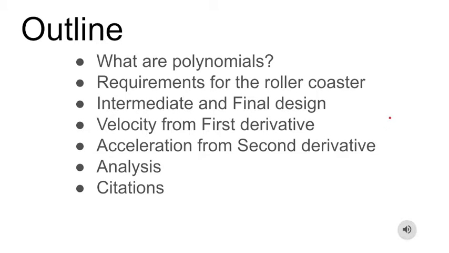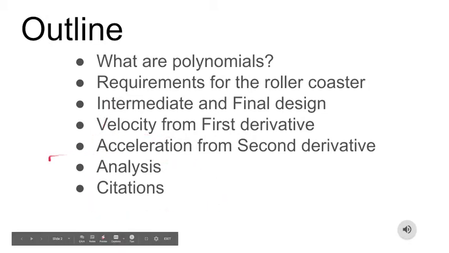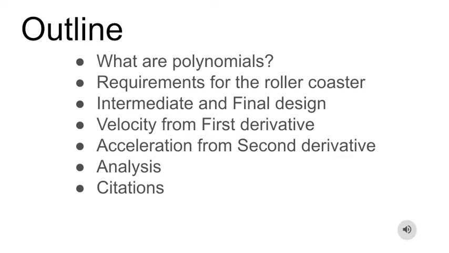This slide is just a simple outline of what I'm going to present today. Part 1, which is the first bullet point, is to explain what polynomials actually are. Part 2, the second to fifth bullet points, are to explain the requirements of my roller coaster and the design process. Part 3, the sixth and seventh bullet points, are to explain some interesting information about my roller coaster I built, an analysis of it, and some citations to sources I used.